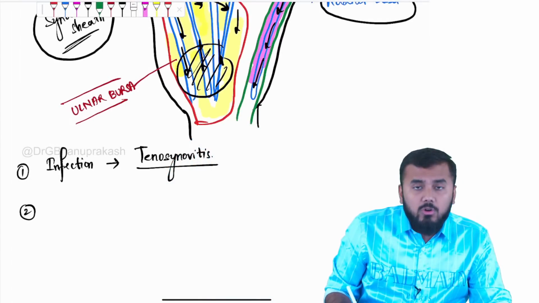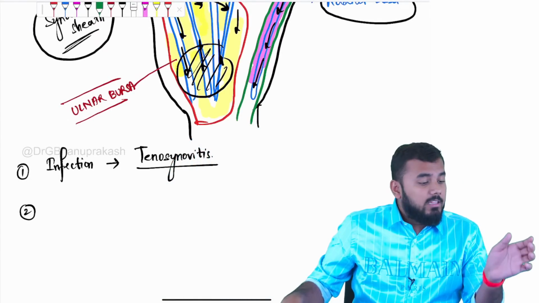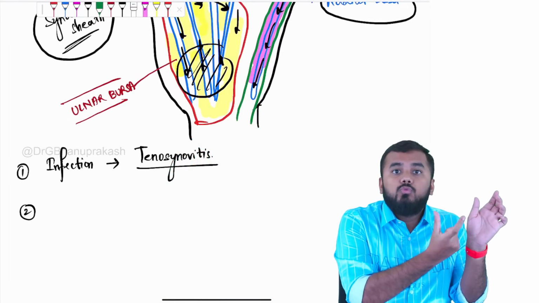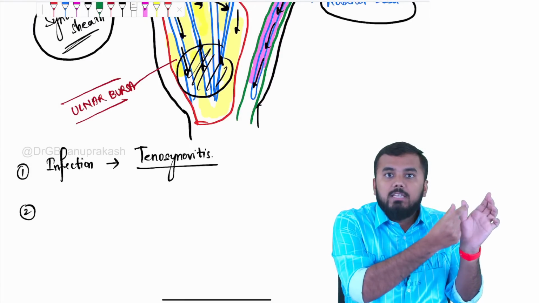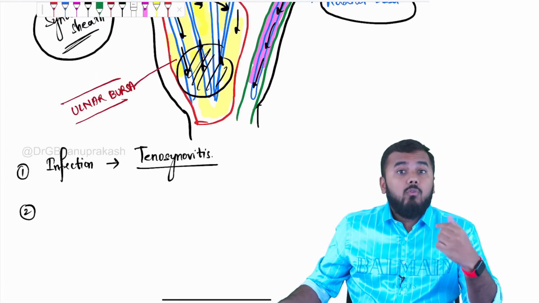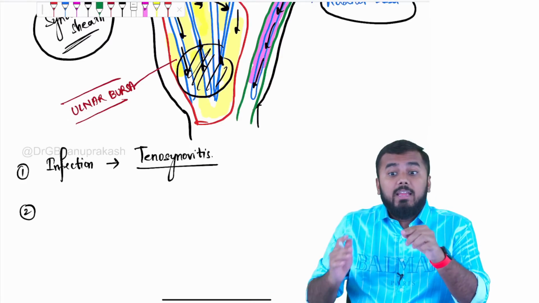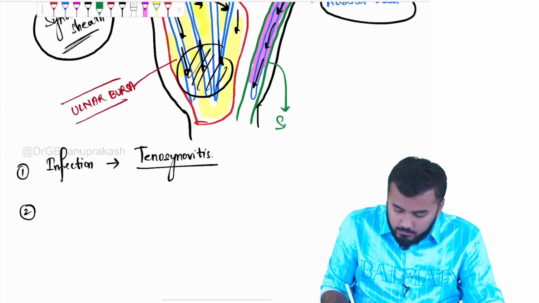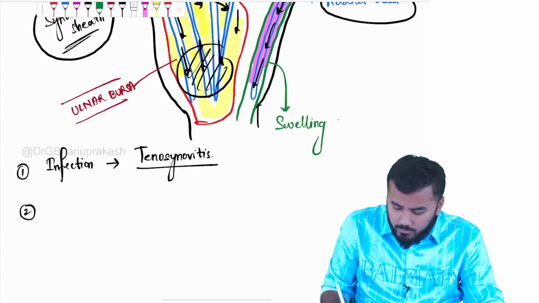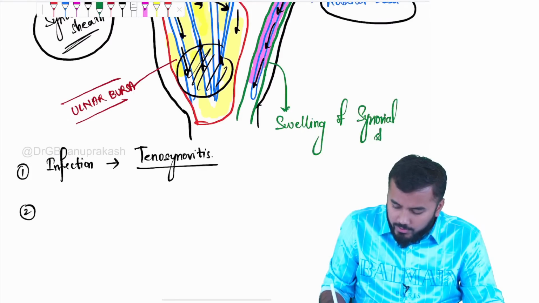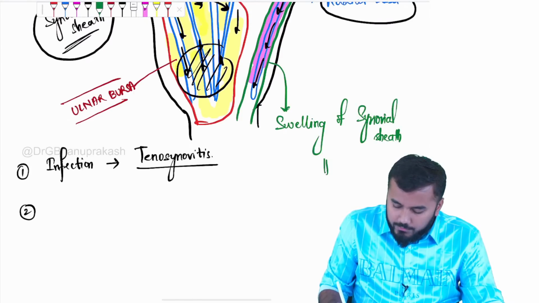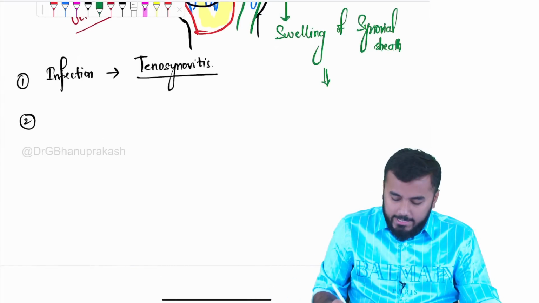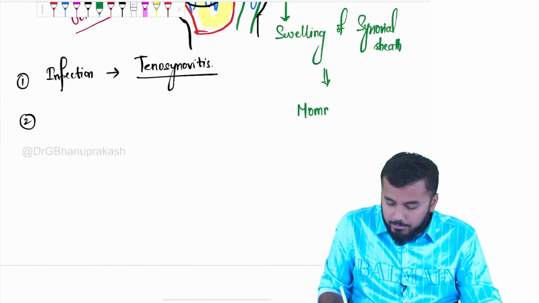And when the radial bursa is inflamed, this entire region will be swollen. Actually, it is not the finger which is swelling. It is the synovial sheath which is swelling. So whenever there is swelling of the synovial sheath, this condition is called mommy thumb.